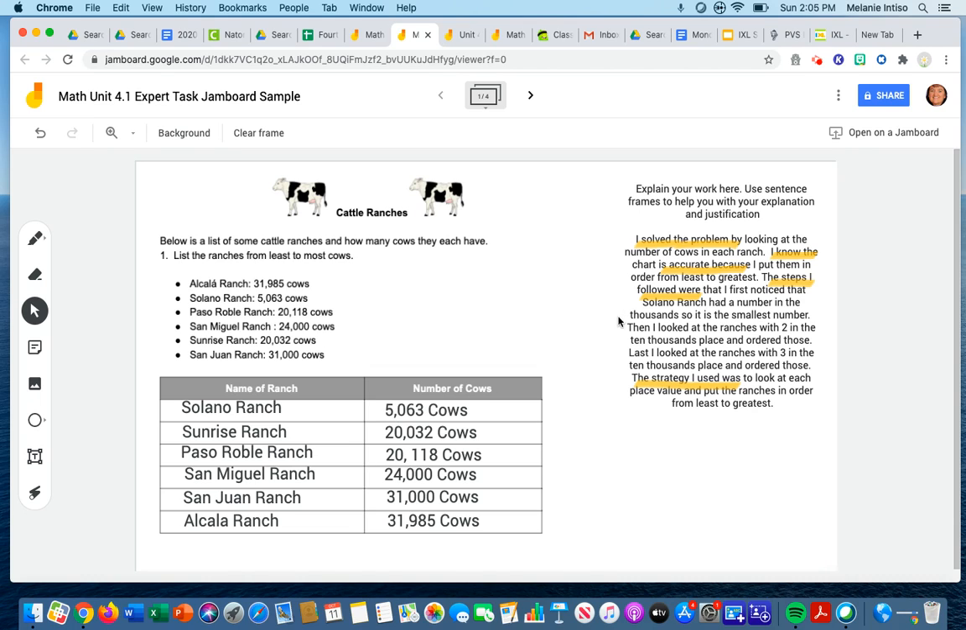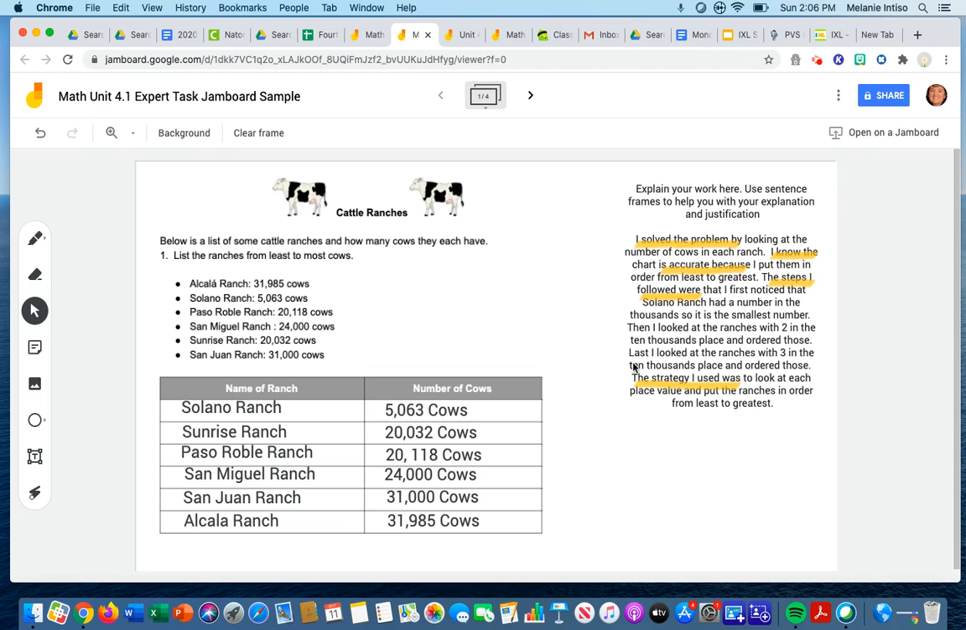And then it says, then I looked at the ranches with the 2 in the 10,000s place, which included these 3 right here, Sunrise Ranch, Paso Roble Ranch, and San Miguel Ranch. And then I put those in order. I noticed these had 20,000, so I had to go to the next digit. These had 20,032 and 20,118, and that is smaller than that one. And then finally 24,000 would be the largest because it has a 4 in the thousands place.